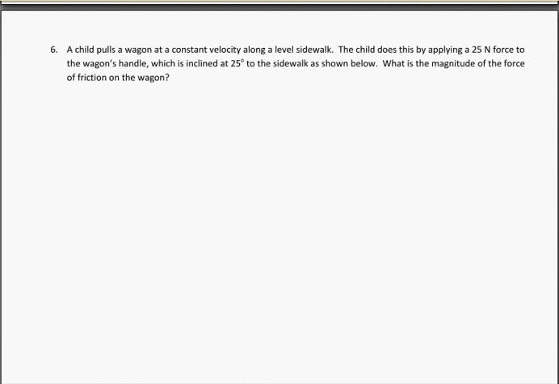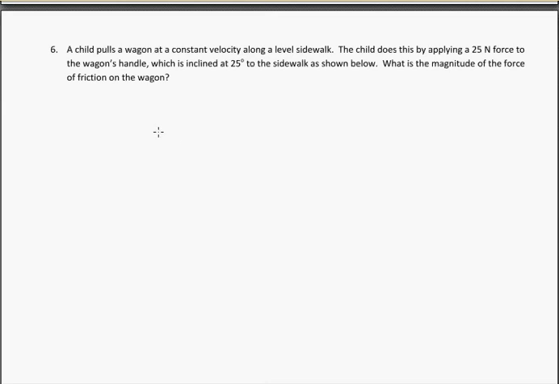A child pulls a wagon at a constant velocity along a level sidewalk. The child does this by applying a 25 Newton force to the wagon's handle, which is inclined at 25 degrees to the sidewalk below. What is the magnitude of the force of friction in the wagon?